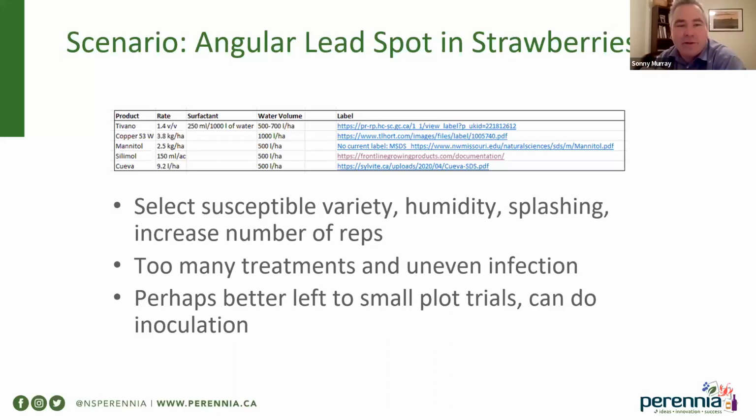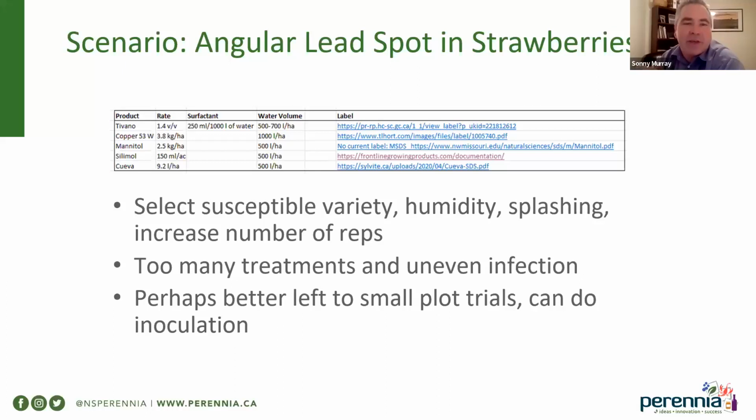So what I've thrown up here first is a couple of trials that I don't think would be suitable for performing on farm. So this first one, angular leaf spot in strawberries. First thing you do is you take a look at the number of treatments you have there, and right away you know that this is going to be a fairly complicated trial. When you're dealing with diseases too, a lot of times your infection can be very sporadic, right? You don't have the infection taking place across the field as a whole, it can be very spotty. So the chances of you having even infection across your plots are very limited.